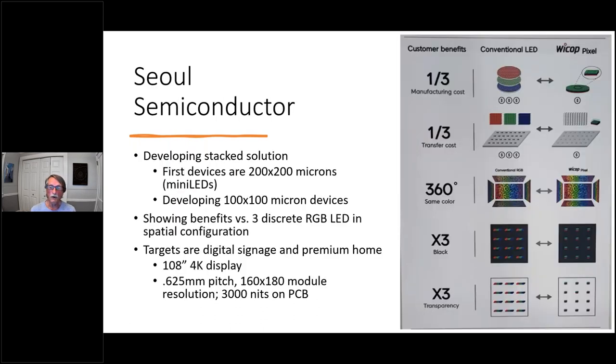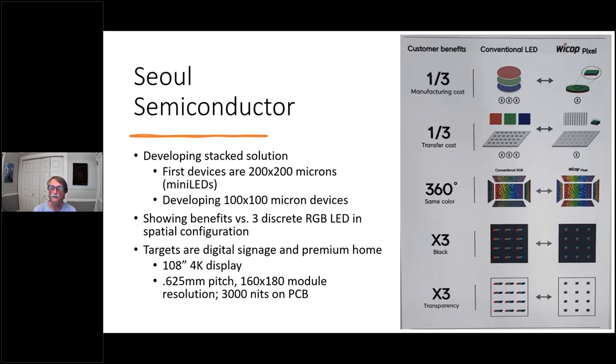Seoul Semiconductor has also been doing this. They have also a stacked kind of solution here, and they showed their first devices are 200 by 200 micron emitters, so that's really in the mini LED camp here. They're moving to 100 by 100, still in the mini LED camp. Maybe it's the border of micro LED, but they're really more focused on the digital signage market. And going to smaller and smaller emitters makes a lot of sense in digital signage.